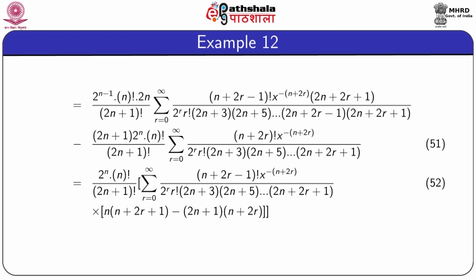After simplification, we will get equation 52, which is 2 to the power n into n factorial divided by (2n plus 1) factorial, summation r equal to 0 to infinity (n plus 2r minus 1) factorial x to the power minus n plus 2r, divided by 2 to the power r into r factorial, multiplied by (2n plus 3)(2n plus 5) dot dot dot (2n plus 2r plus 1), multiplied by n into (n plus 2r plus 1) minus (2n plus 1)(n plus 2r), given by equation 52.